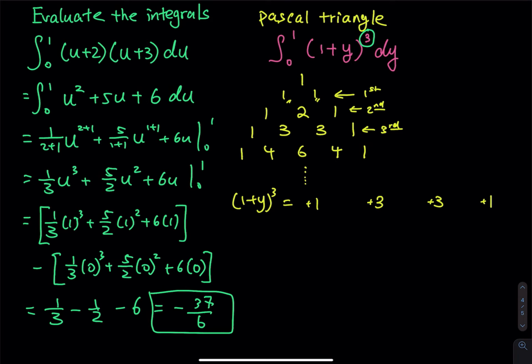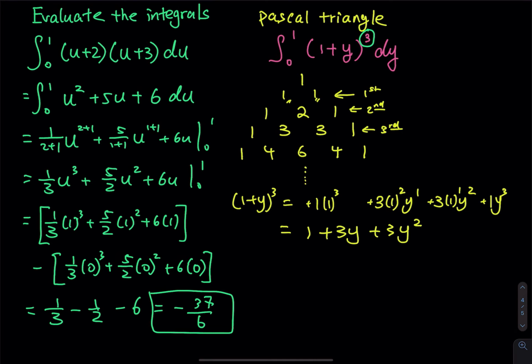What about the 1 and the y? So here is how we do it. For the 1, that will be 1 to the third power, 1 to the second power, 1 to the first power, and then 1 to the 0 power, which is just 1. And then on the right hand side, y to the third, y squared, y to the first, and then y to the 0, which is 1. So after you open this up, this is 1 plus 3y plus 3y squared, and then plus y to the third.